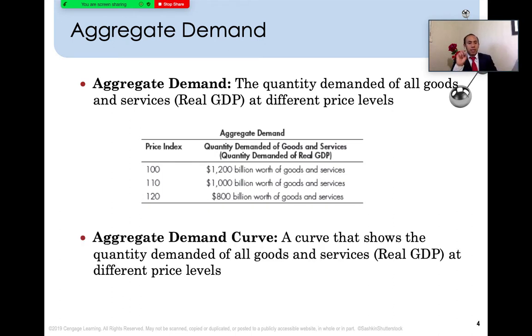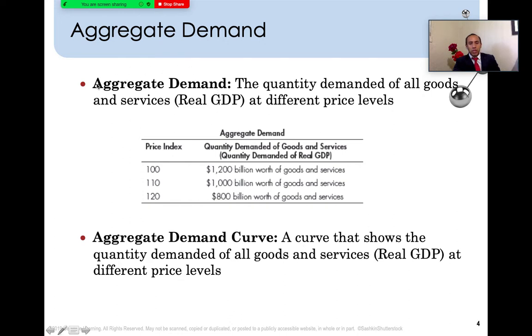So in this case, the aggregate demand curve is a graphical illustration of a curve that shows the quantity of all goods and services demanded in terms of real GDP at different price levels. To be more specific, at different price index levels, and given the relationship. And the aggregate demand is for the collective goods and services that are demanded by all sectors of the economy, not just consumers, but all sectors.